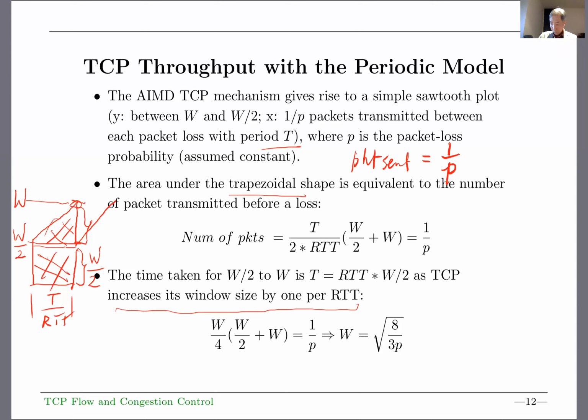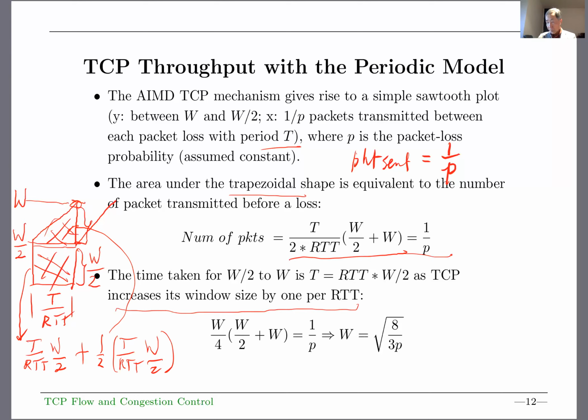How many? This one, T, that is the rectangle. That is the lower part. And the triangle, which is half, that is the upper part. Okay, so with that, we have this relationship, and that's equal to 1 over P. All right, so the number of packets sent is 1 over P, which is equal to T over RTT times W. Okay. Now what about T?